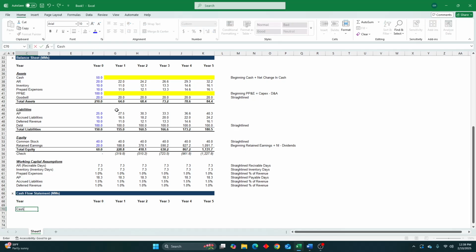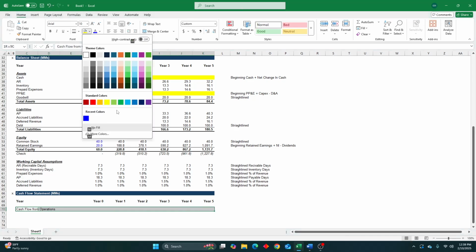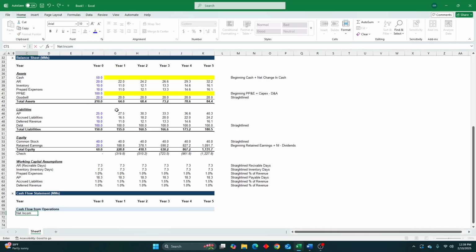Okay, so we're going to start with our cash flow from operations. We'll do a subsection for this, bold it. Our line items here are going to be our net income plus our D&A, and then we're going to have our working capital.